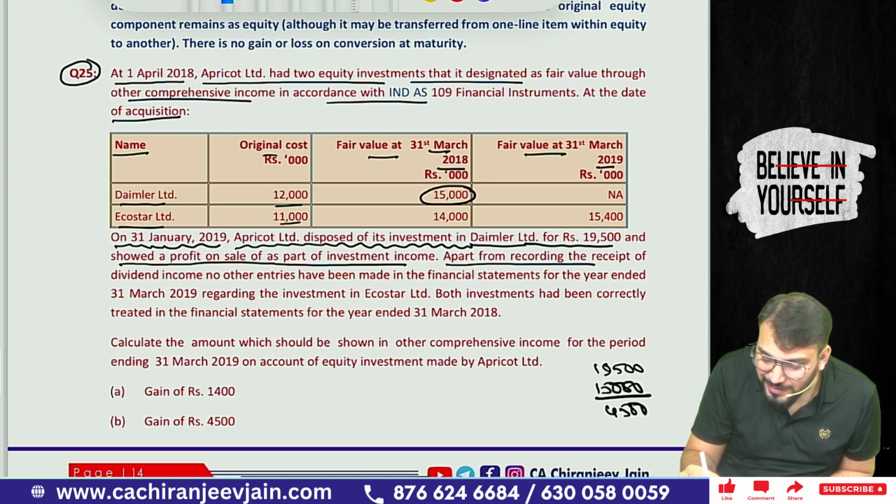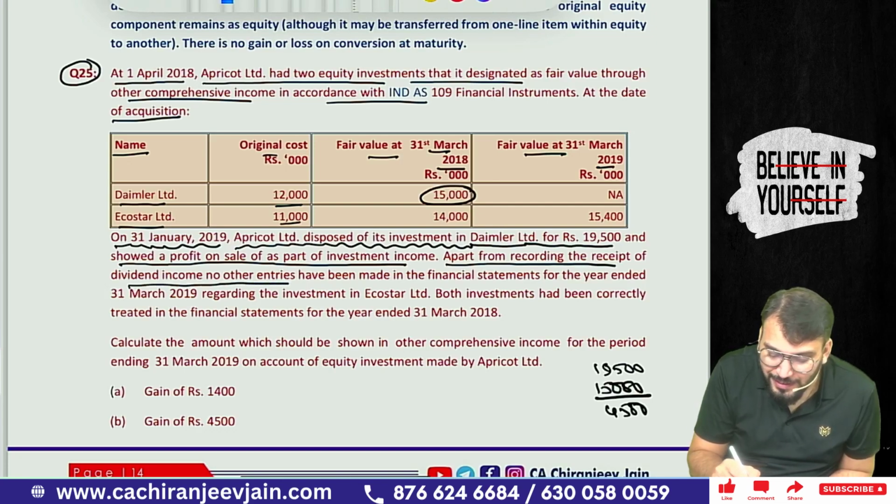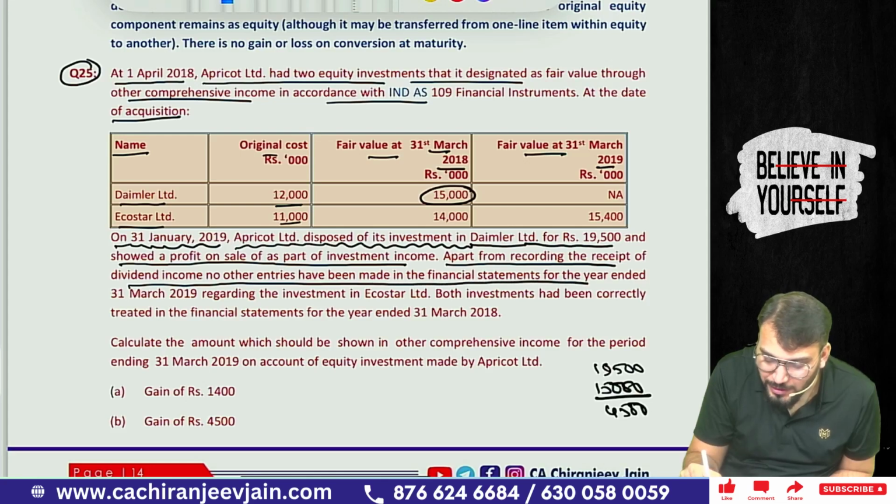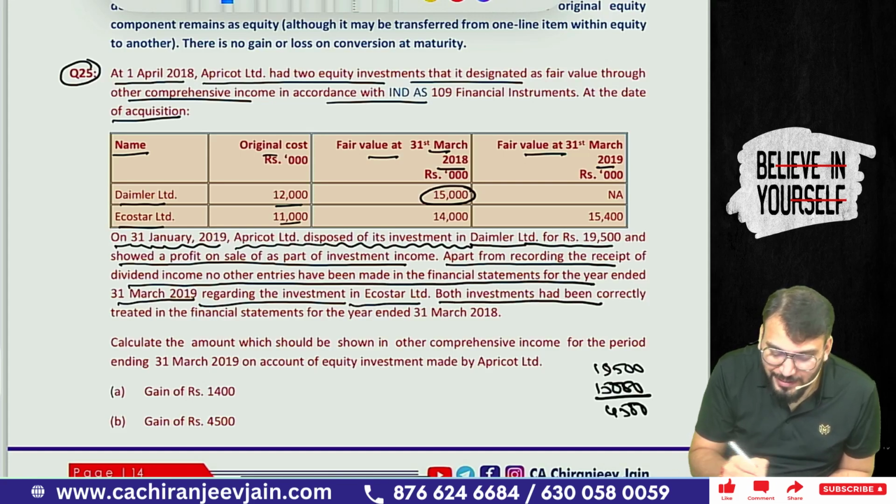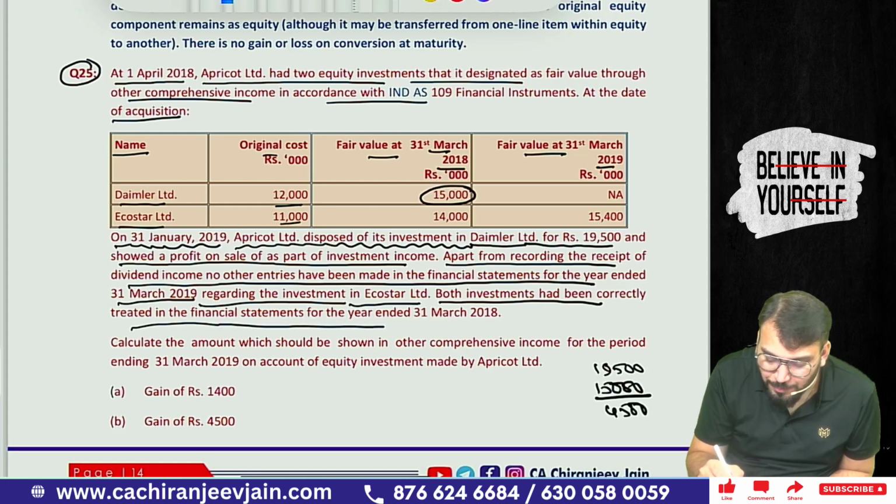The profit on sale was shown as a part of investment income. Apart from recording the receipt of dividend income, no other entry has been made in the financial statements for the year ended 31st March 2019 regarding the investment in EcoStar Limited. Both investments have been correctly treated in the financial statements so far. Calculate the amount which should be shown in OCI.